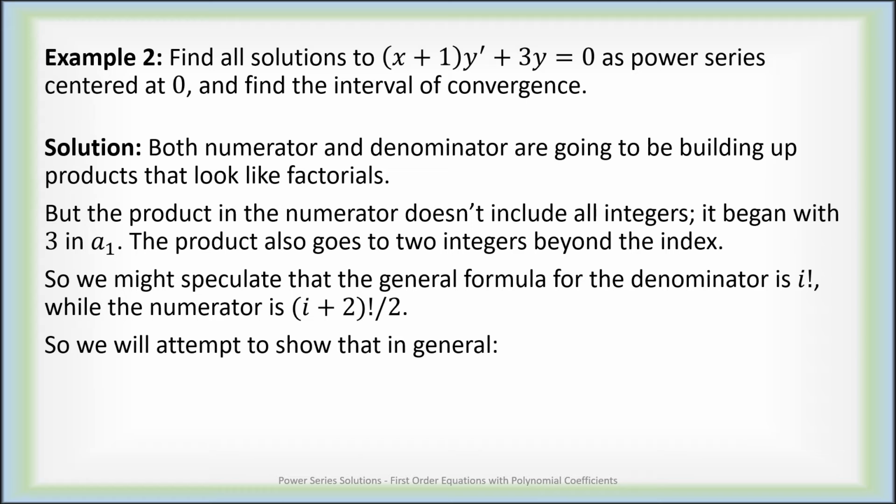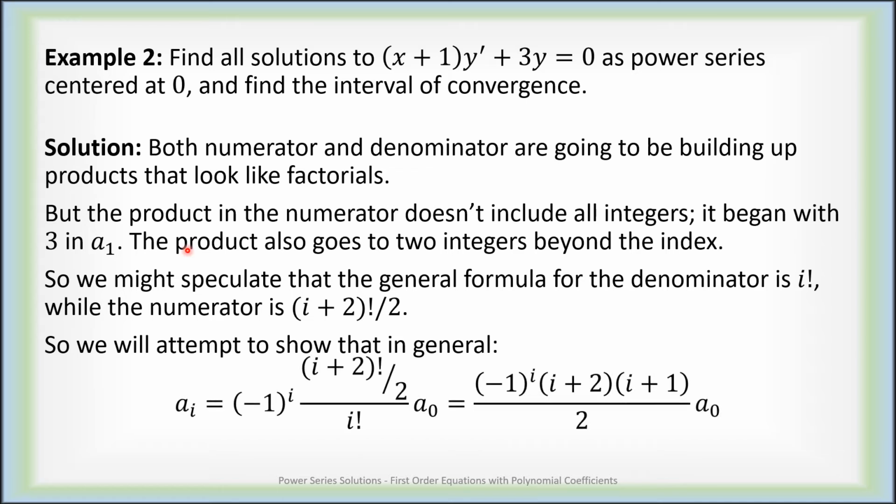So we will attempt to show in general that a_i always matches, well, it was alternating sign, so negative 1 to the i. Here's what we think our numerator is, here's what we think our denominator is, and that simplifies as follows. Here, the 2 ends up in the denominator. Also, (i+2) factorial over i factorial cancels a lot of terms and leaves behind only (i+2) times (i+1). So we suspect a_i is always given by this times a_0.